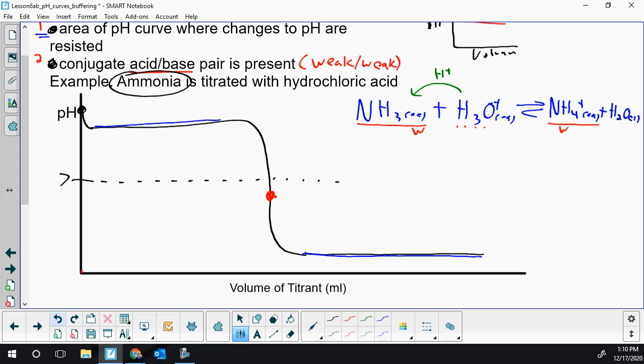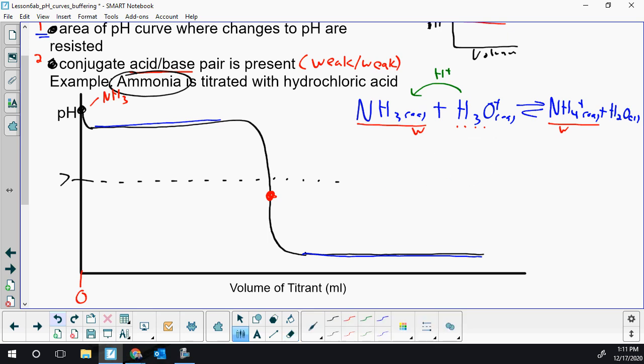So let's think at the very beginning, at 0 volume, which is my black dot, what chemicals do I have? At the very beginning of my titration, at the black dot, I've added 0 hydronium. So all I have is ammonia. At this dot, I only have NH3. This reaction has not occurred yet. So I definitely don't have a buffering region at the black dot. It's neither flat nor do I have a pairing.